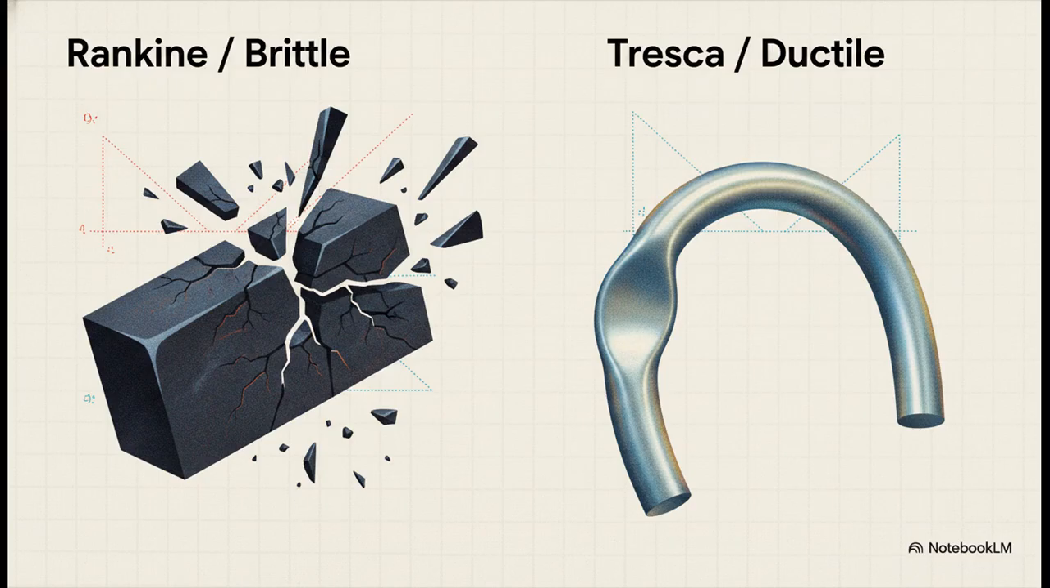It really comes down to material science. If you're using a brittle material like cast iron, you apply the maximum principal stress theory, also known as Rankine theory. But if you're working with ductile, yielding metals like mild steel, you switch to the maximum shear stress theory, associated with Tresca and Guest. Because when it comes to metal snapping, you definitely want to rely on the right guest.